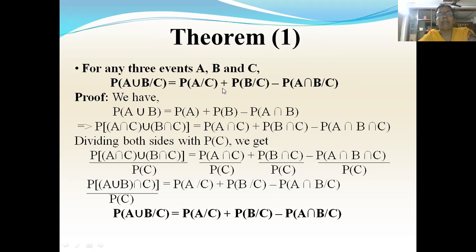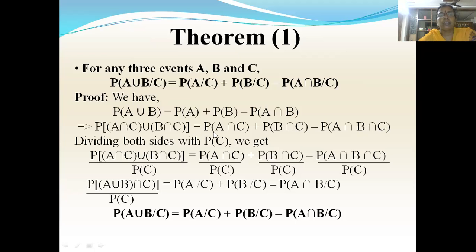To prove this theorem, we will be using the addition theorem of probability for two events. So what is the addition theorem of probability for two events? P of A union B is equal to P of A plus P of B minus P of A intersection B. Now I will multiply both the sides of this probability property with intersection C, each of the events with intersection C. So I can rewrite this as P of A intersection C union B intersection C, which is equal to P of A intersection C plus P of B intersection C minus P of A intersection B intersection C.